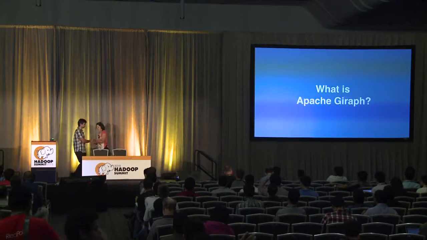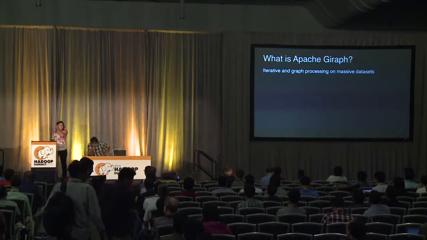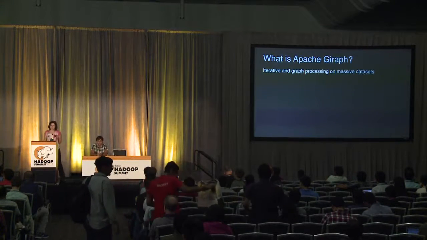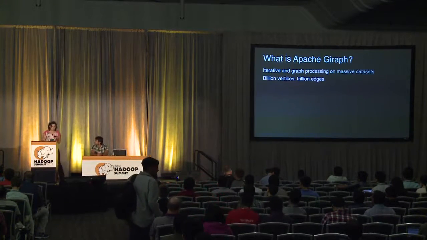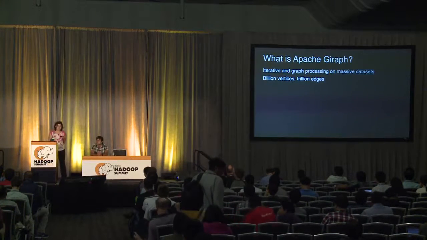So Apache Giraph is a large-scale, highly performant platform for doing graph processing and, in general, any kind of iterative processing. It can handle massive data sets. For us at Facebook, that means over 1 billion vertices and up to 1 trillion connections.